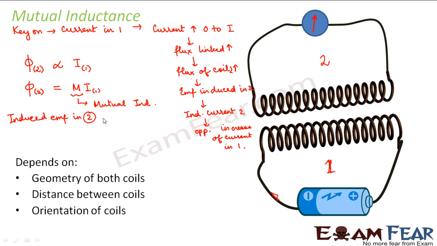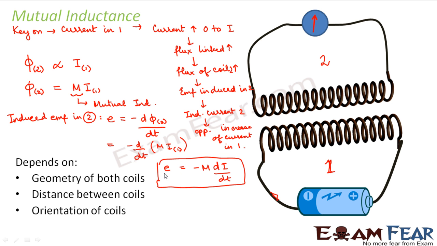Induced EMF in coil 2 will be E is equal to minus d phi for coil 2 divided by dt. From this expression, we can write it as minus d by dt of M i, where i is the current flowing in coil 1. So we can write E is equal to minus M di by dt, where E is the EMF induced in coil 2 and i is the current which is flowing through coil 1. Right, so this is the phenomenon of mutual induction and this is your mutual inductance.